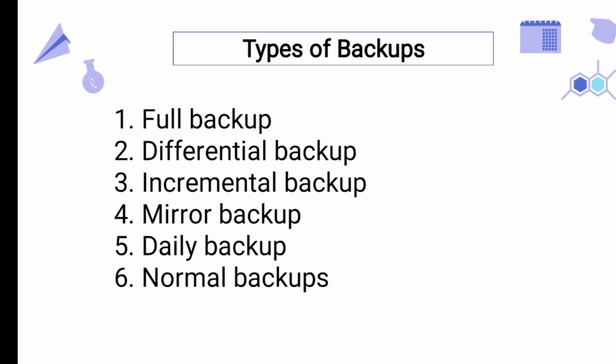Fifth is daily backup. This copies all files that you select that have been modified on the day the daily backup is performed. Sixth one is normal backup. It copies all the files you select and marks each file as having been backed up. With normal backup, you only need the most recent copy of the backup file to restore all the files.